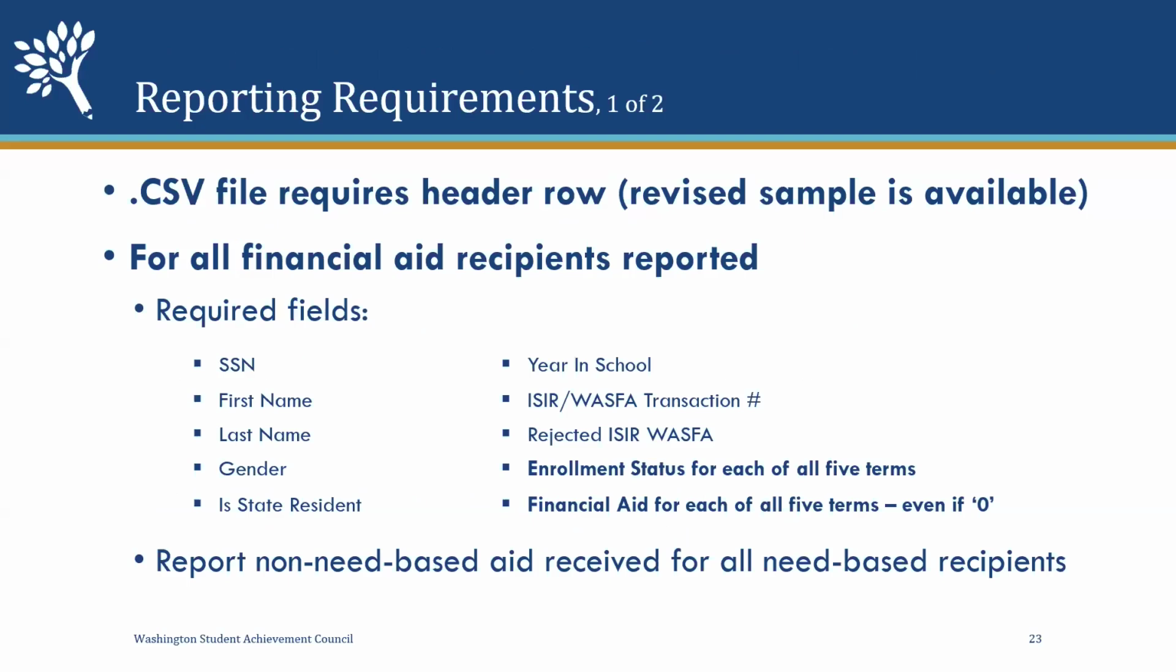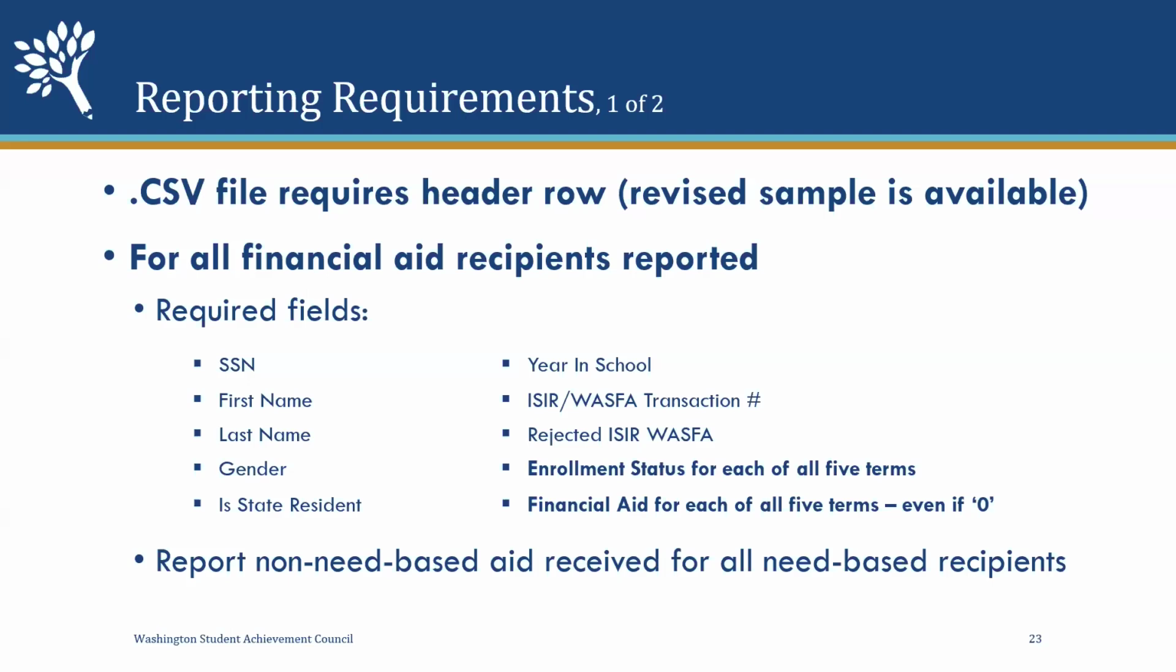The CSV requires a header row, and the revised sample is available in the manual, and it needs to match. All of those elements need to be in your CSV report. You can see the required fields are the standard fields that we've had over the years, things like SSN, name, gender, enrollment statuses for each of the terms, and the financial aid for each of the terms for which they're enrolled.